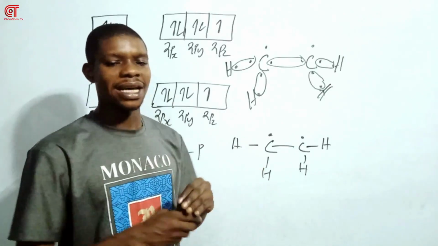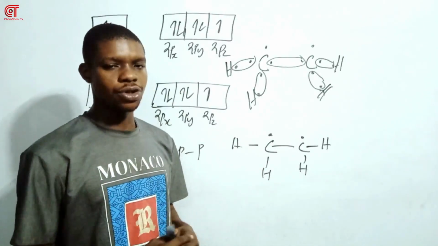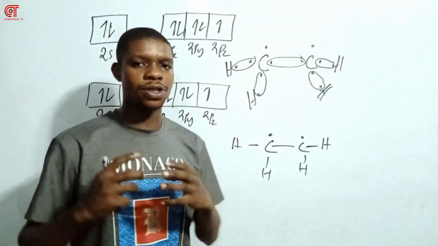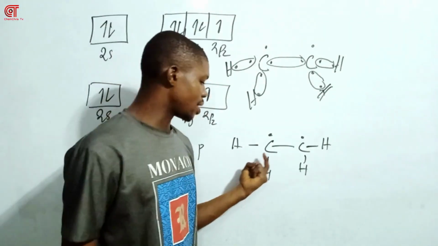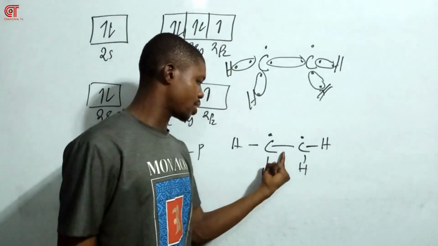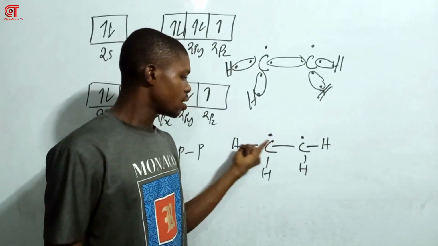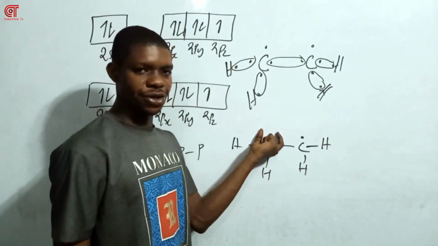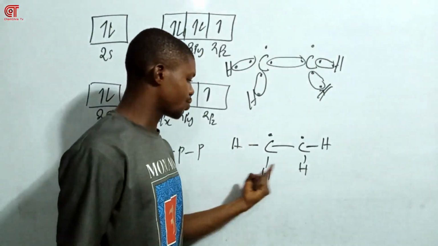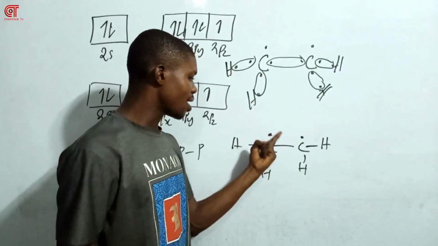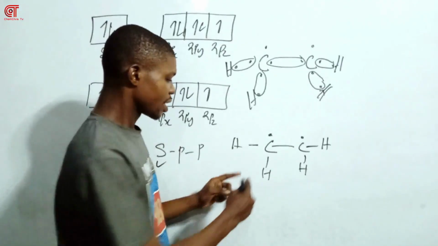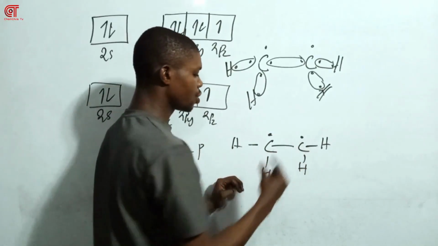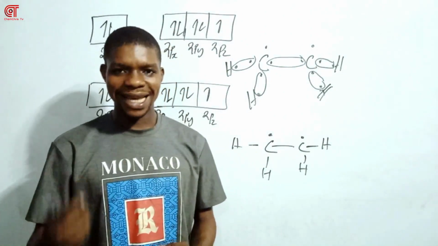Remember, in the octet, carbon must have 8 electrons, which can be 4 bonds. If you look at it here, we have 3 bonds, one, two, three, and then an unpaired electron here. So 3 bonds and an unpaired electron at this point. What do I mean? Here I have 6 electrons plus one, making it 7. Same with this one here. But carbon wants to contain 8 electrons.